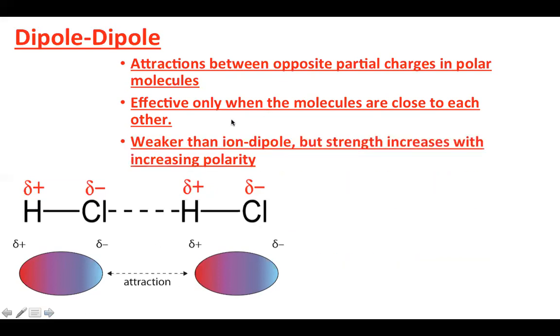Now, a lot of times these are only going to be effective when those molecules are close to each other, right? Because if they're too far apart, there's not really going to be any kind of interaction. And these intermolecular forces are going to be weaker than ion dipole forces. But just like with ion dipole, the strength is going to increase with an increase in the magnitude of the dipole moment, or in other words, with an increase in polarity. So the more polar the molecule, the greater that difference in electronegativity values, the stronger these interactions.